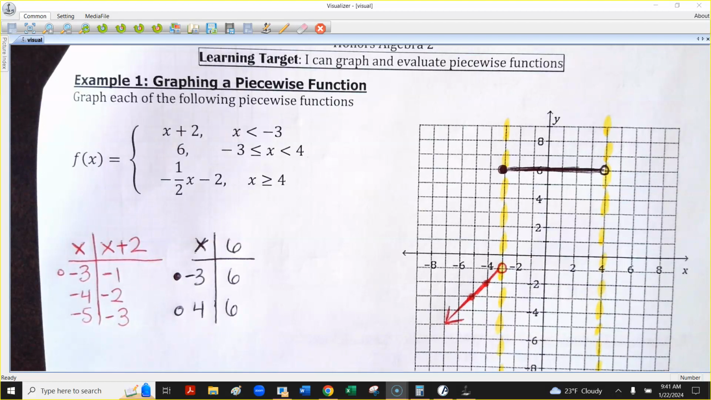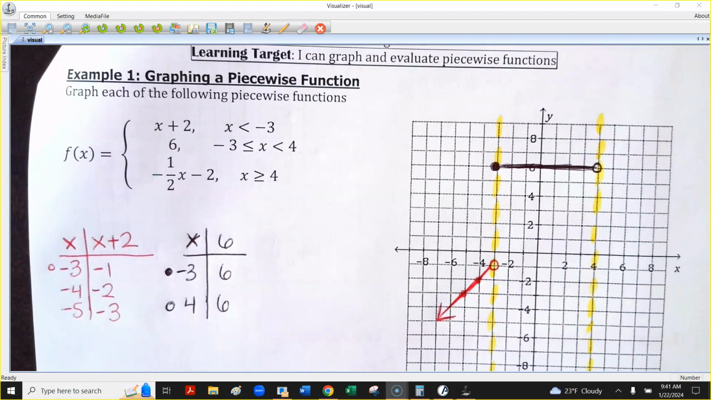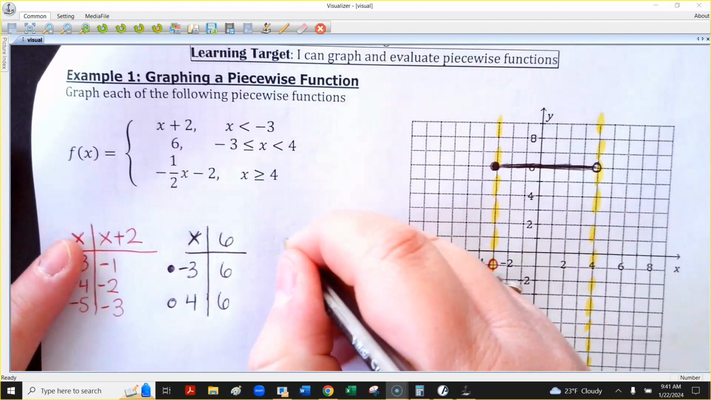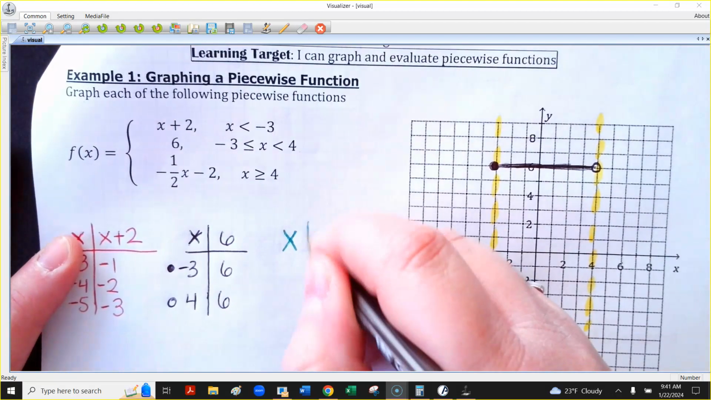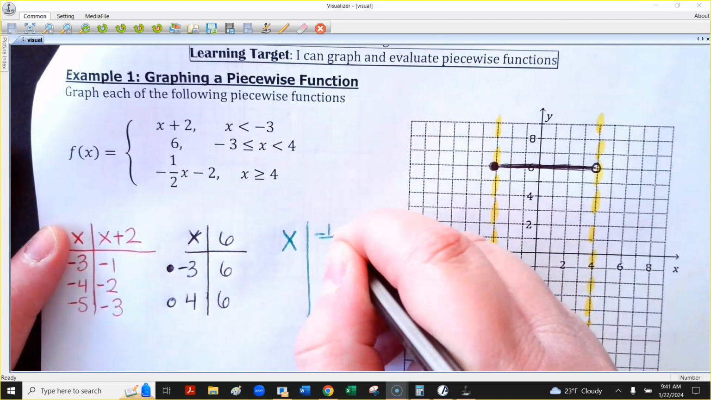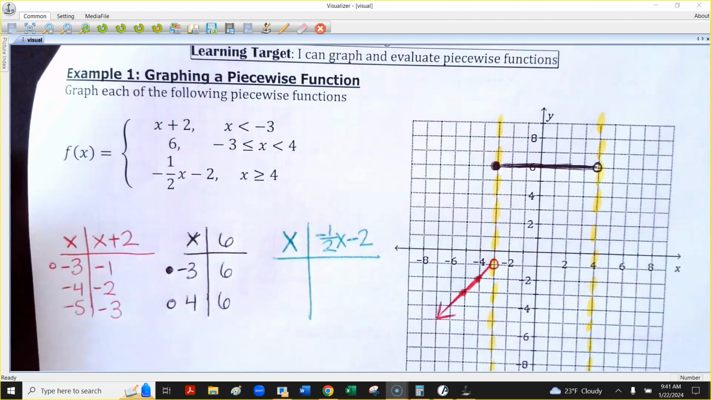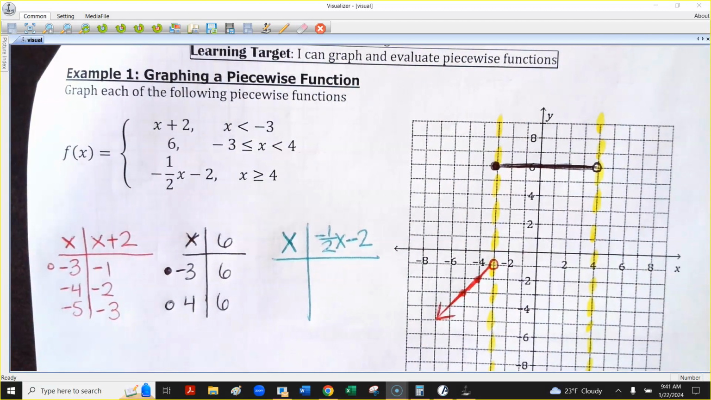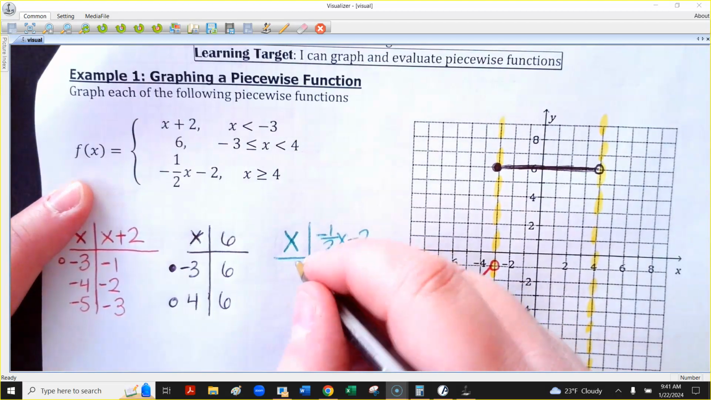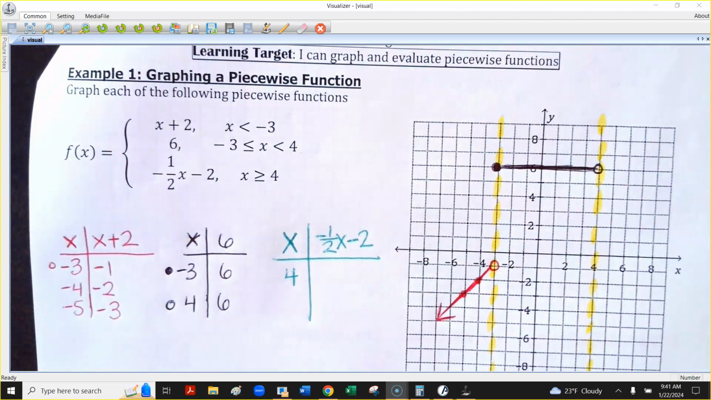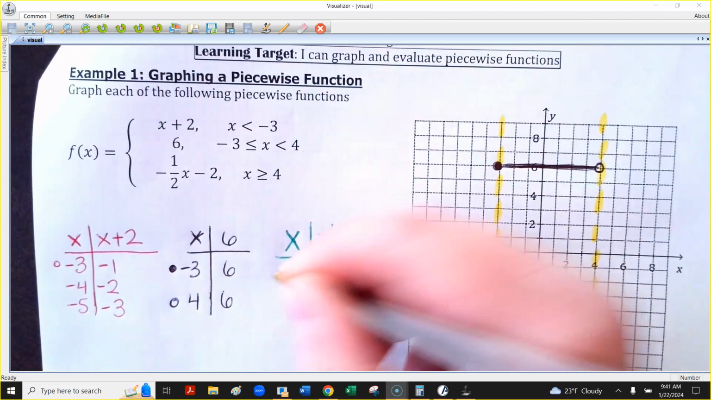All right. And then my third piece, we'll do a little strategy here. All right, so my third piece is -1/2 x minus 2. So I'm going to have to multiply all my x coordinates by -1/2, so keep that in mind. And I'm going to start that one up at 4, and it's going to be a filled in circle for x values greater than or equal to 4.